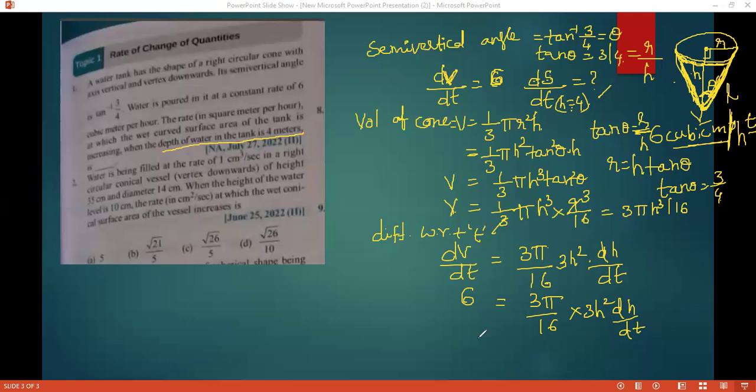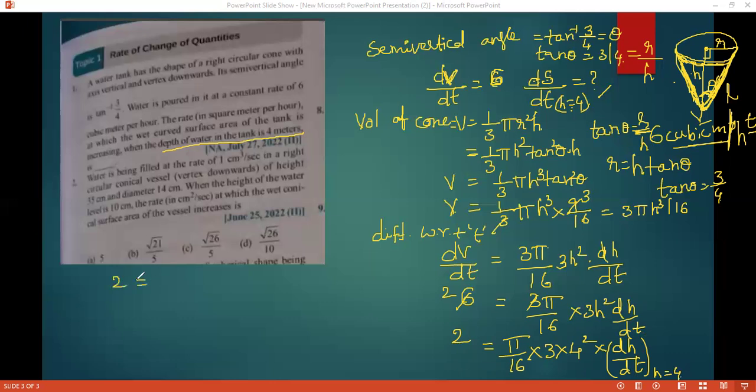So can I go with 3 one time, 3 two times, I can write, okay? And then 2 is equal to, what I get? 2 is equal to 5 by 16 into 3 into, because h is 4, 4 square into dh by dt. What I'm doing, I'm finding dh by dt at h is equal to 4, right? Come on, what do we get? Let us observe. So dh by dt at h is equal to 4.